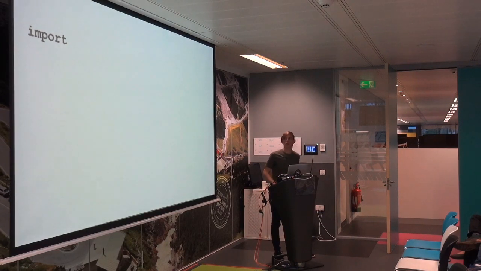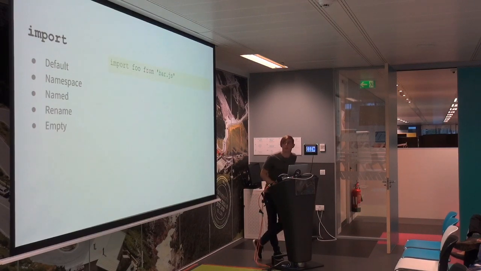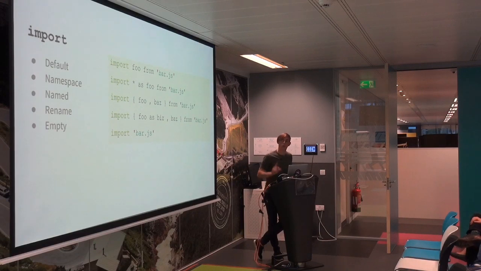And let's talk about import syntax. So we have default, namespace, named, rename, and empty. Default is as simple as that: you import one thing. We can rename named imports. We can just cherry-pick whatever we actually need. So we have multiple exports, we can have multiple imports. We can mix and match a little bit in here. So we can rename and import cherry-picked modules. And we can do import bar.js.